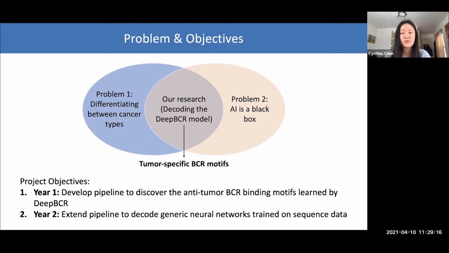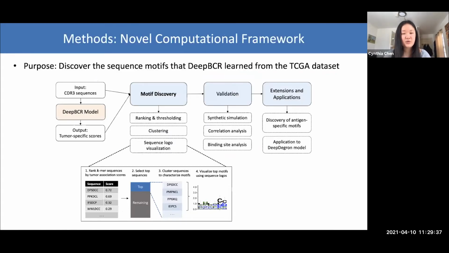And so the goal of my research in the first year was to develop such a pipeline for decoding the DPCR model and identifying what sort of motifs it learned from the training data. And in the second year of my research, I aimed to generalize this pipeline so that it was applicable towards all deep learning models trained on sequence datasets. So in order to accomplish these objectives, we developed a novel computational framework, as you can see here.